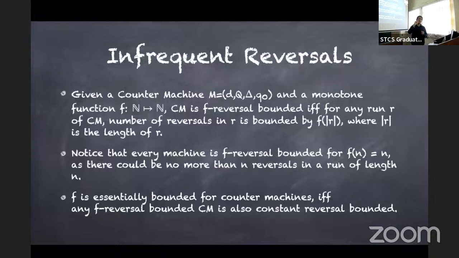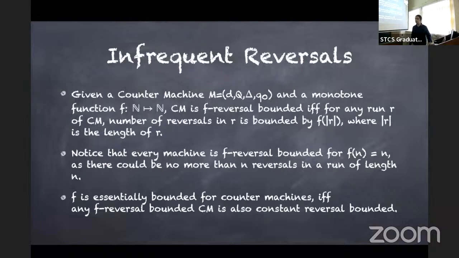So suppose you can find a function f such that if you say this particular counter machine is f reversal bounded, then it is indeed constant reversal bounded. Then we say f is essentially bounded for counter machines, which means f reversal bounded does not exist in that true sense, because it is indeed a constant reversal bound. The constant, the k bound, is the one by Ibarra, and that is the same as constant reversal. So there exists a k, so that's the k reversal bound.